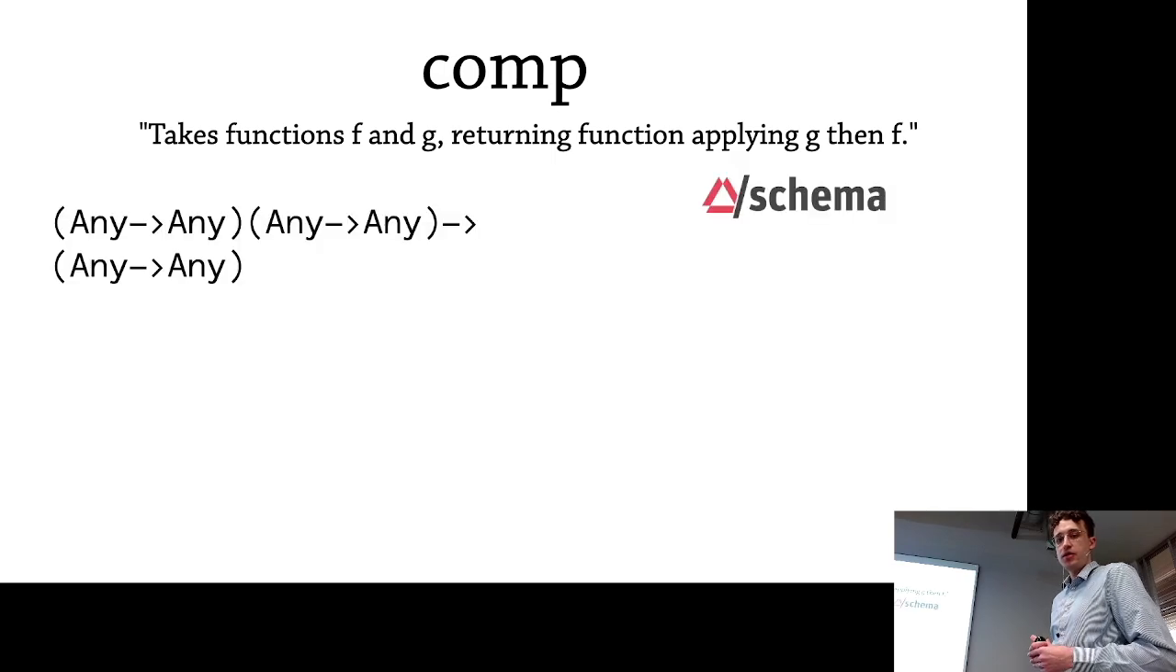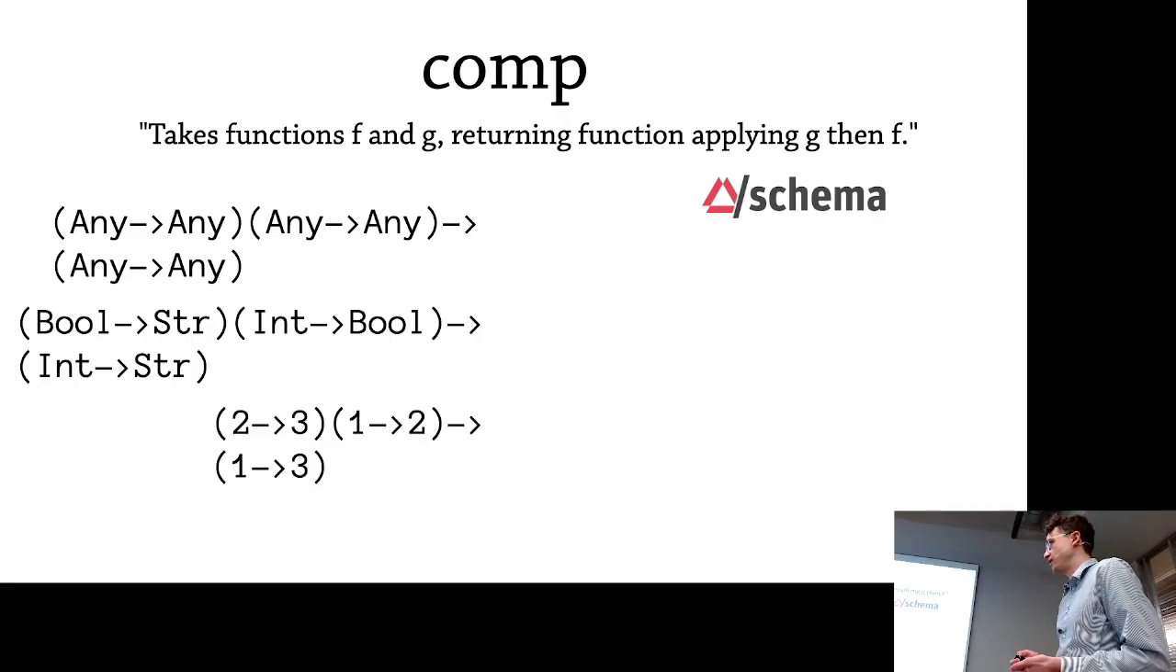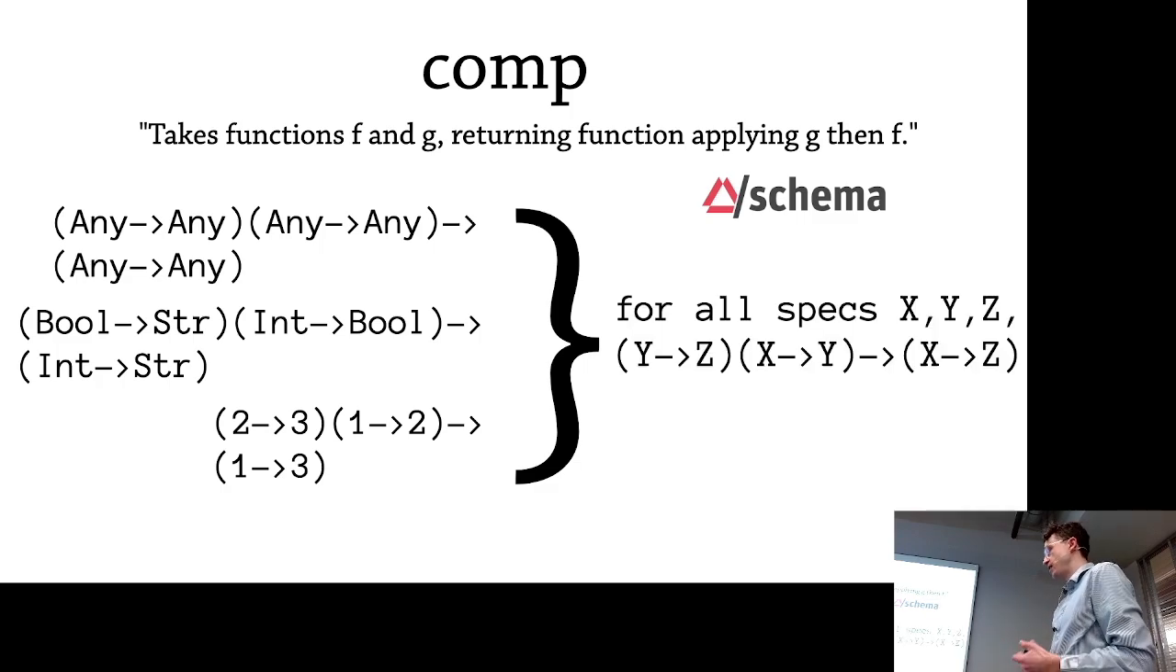All right, so let's again build up the more accurate spec for comp. So here's one valid spec for comp. Here's another one, and here's the one that gives the game away. If you have G that goes from 1 to 2, and F that goes from 2 to 3, then you can go from 1 to 3. So if we summarize these all in a spec, we get this.